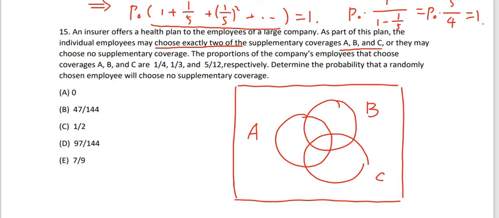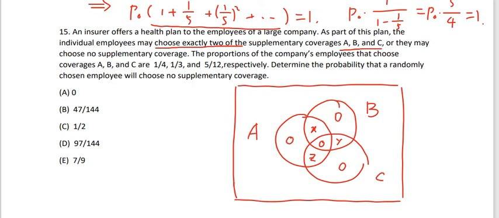But what we don't know is how many choose each. So choose A and B, suppose we put X here. Choose B and C, Y, and choose A and C, Z. So here's 0, here's 0, here's 0, because no one chooses exactly one. And choosing exactly 3 is also 0. So we just need to find X, Y, Z.